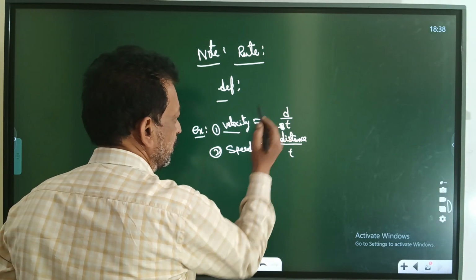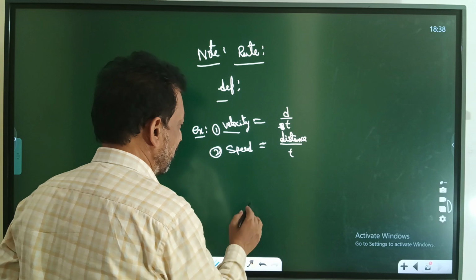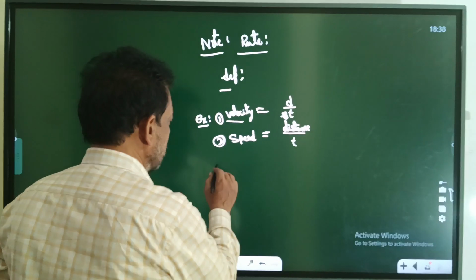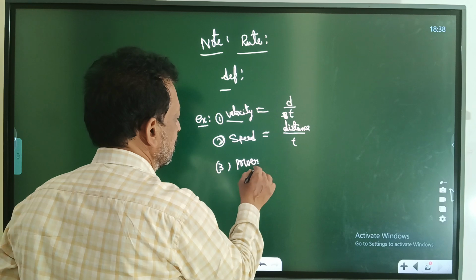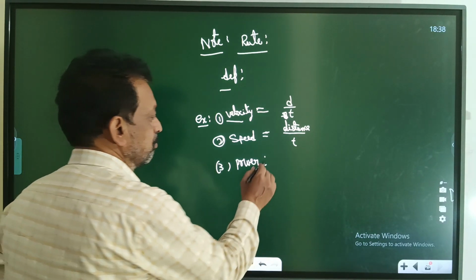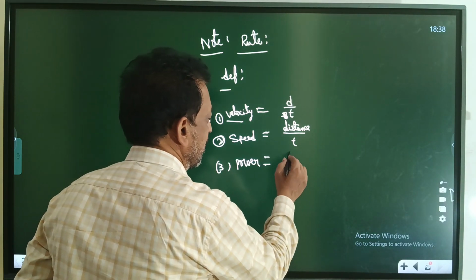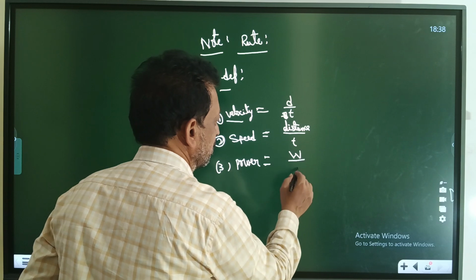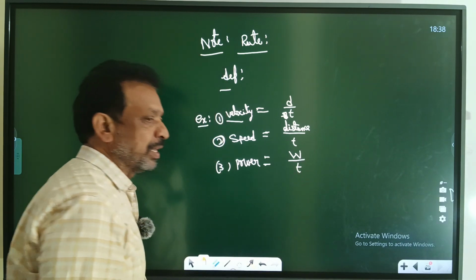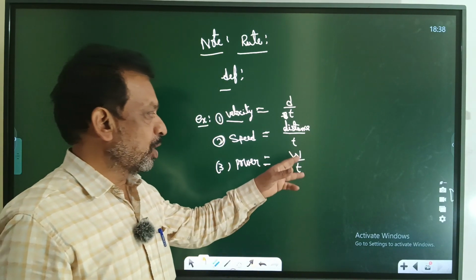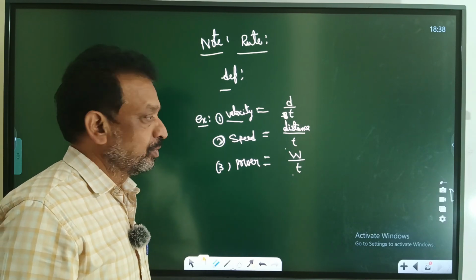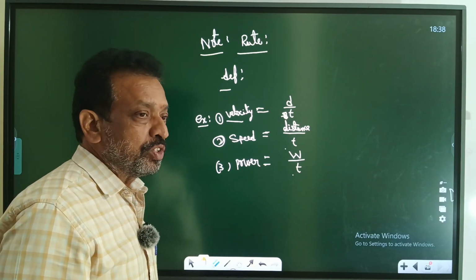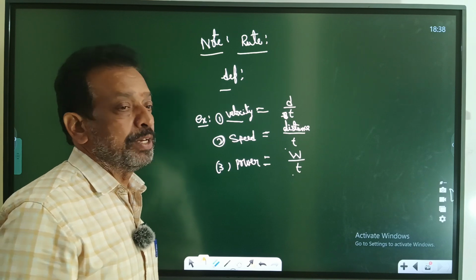Next, write power. What is power? The definition: power is the rate of work done. So work by time is called power. In the denominator, time means rate. In physics, rate means time.